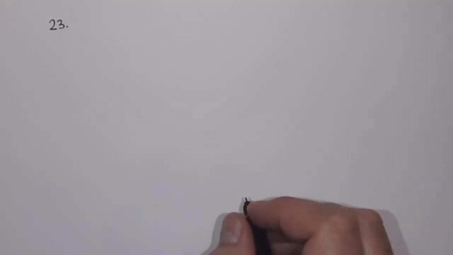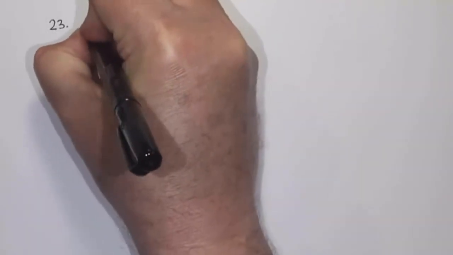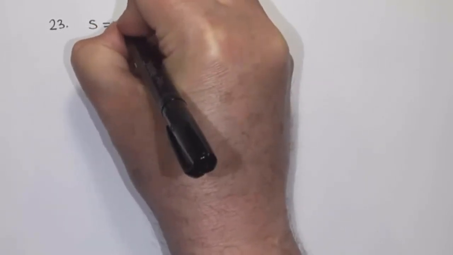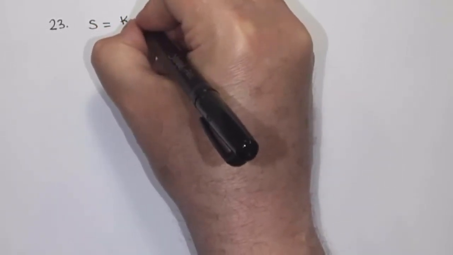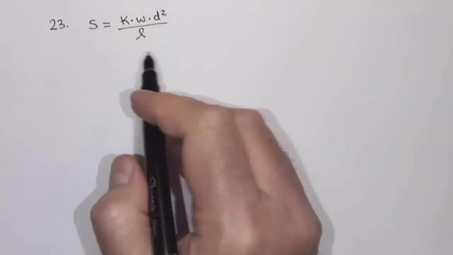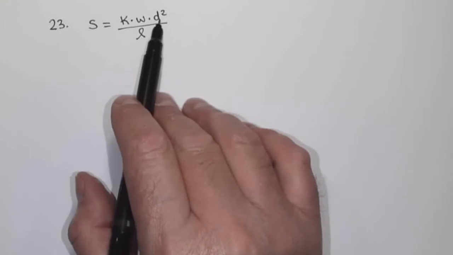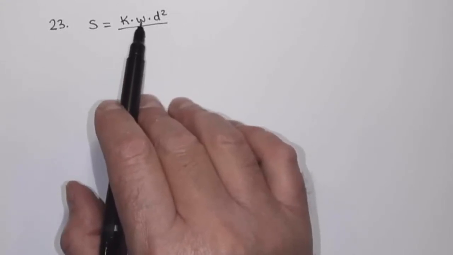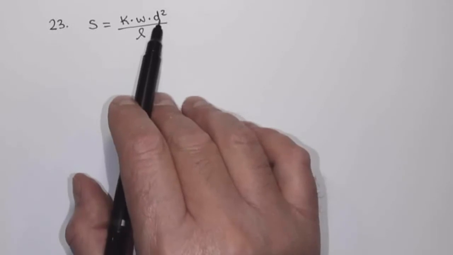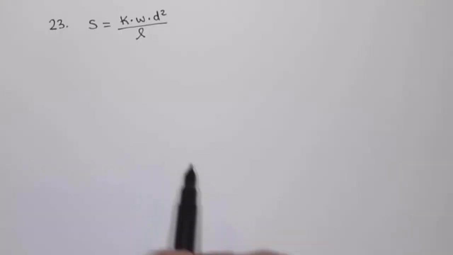We have number 23. We're told that the strength of the beam is directly proportional to its width W and the square of its depth D, and inversely proportional to its length. So if we call the strength S, then that's going to equal some constant K times W times D squared divided by L. Now we're coming up with this because it says the strength is directly proportional to the width and the square of the depth. So we're going to have K times the width times the square of the depth, and that's inversely proportional to the length L. So that's where this is coming from.